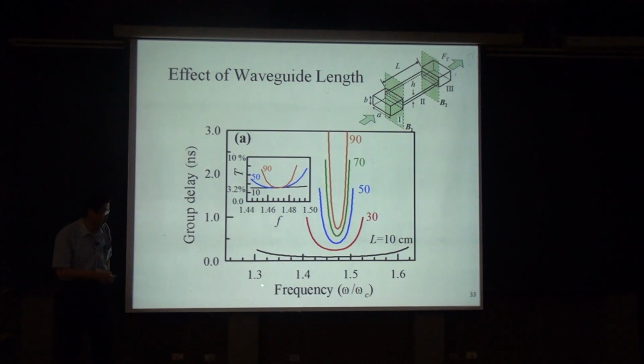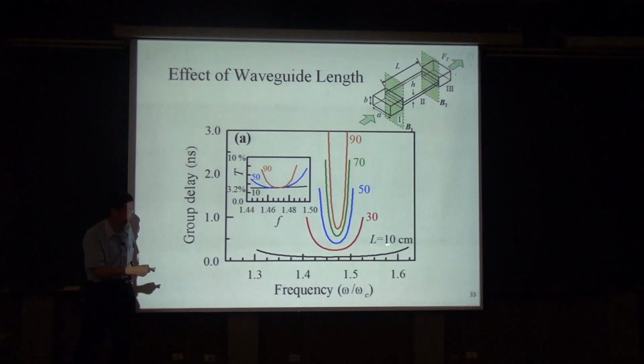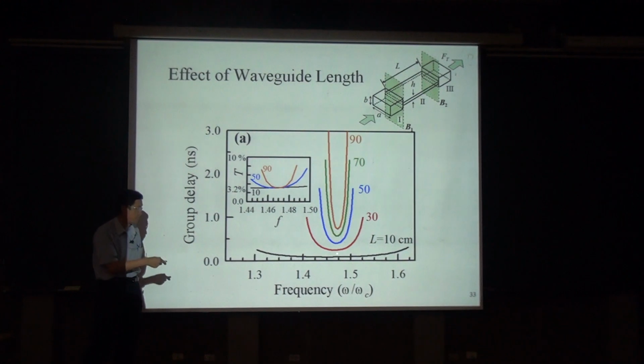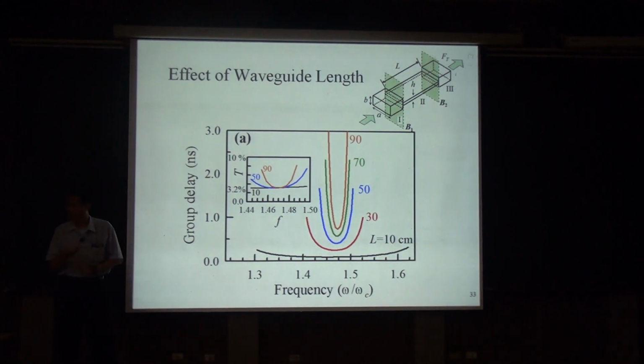And this is frequency, and this is group delay. As you can see here, the length is 10 centimeter, quite broadband, 30 centimeter, group delay here. 50 centimeter, 70 centimeter, 90 centimeter. Group delay is linearly proportional to the length, which means the wave can propagate inside. It's strong evidence that the wave can propagate inside.